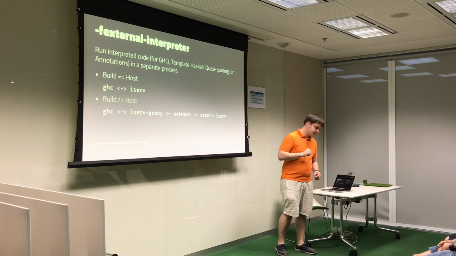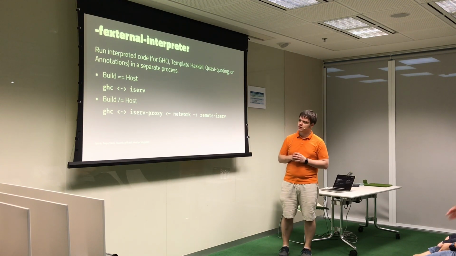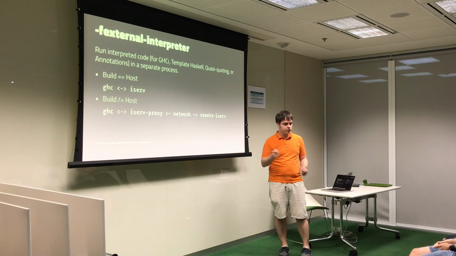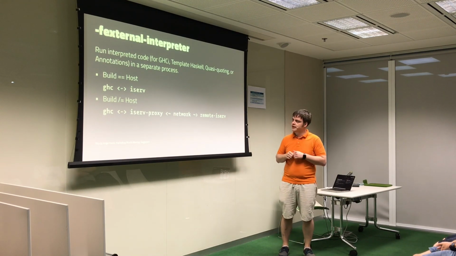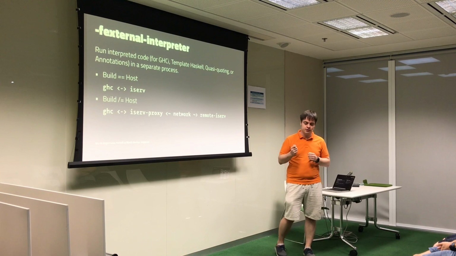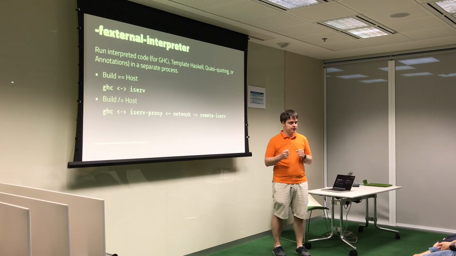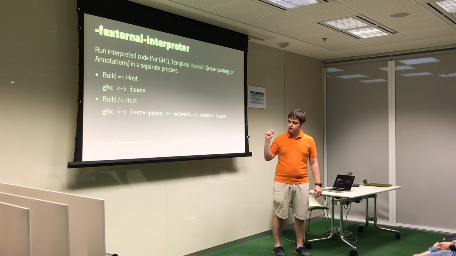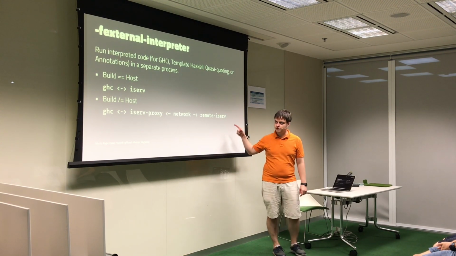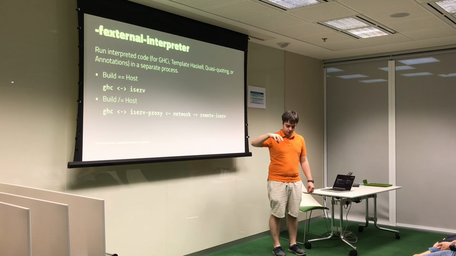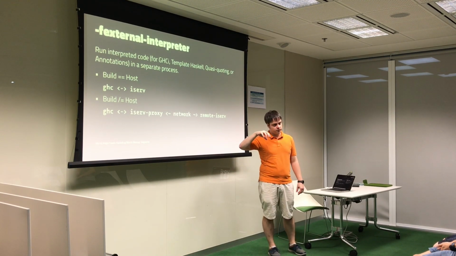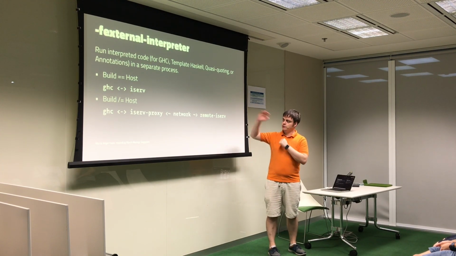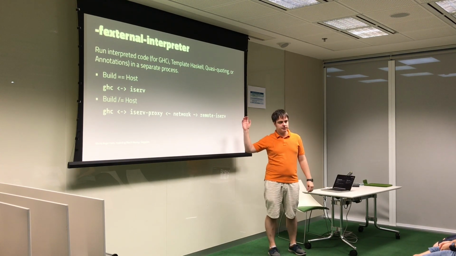Now, in our example, if your build machine and your host machine are the same, you can just communicate over system pipe. That's no problem. But if your build machine is not your host machine, then you need some kind of network to communicate over. And that's why we now have the iserv-proxy and the remote iserv. So the iserv-proxy is basically just a program that GHC can communicate through pipes to, and then that thing communicates over the network with the remote iserv, and it also does some file shipping.